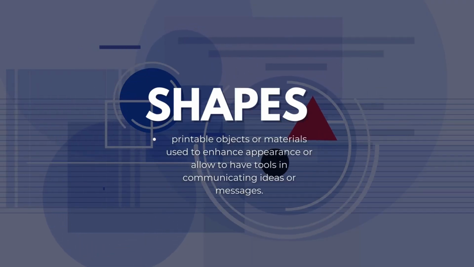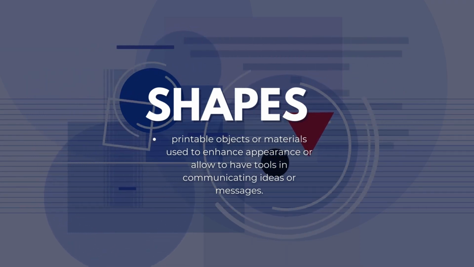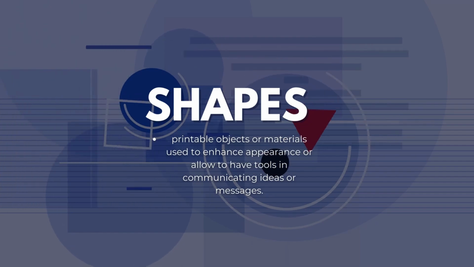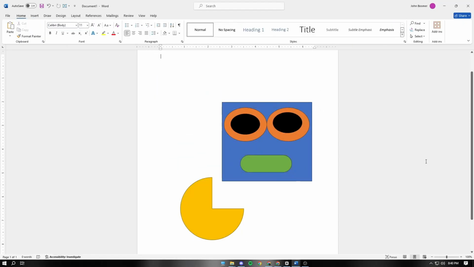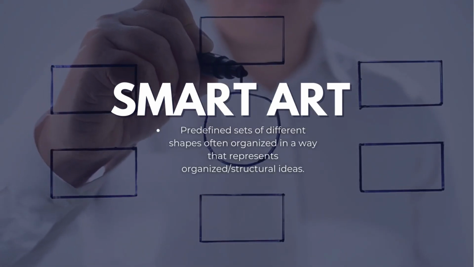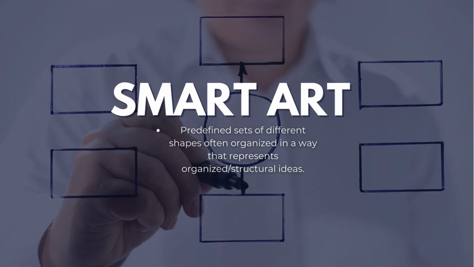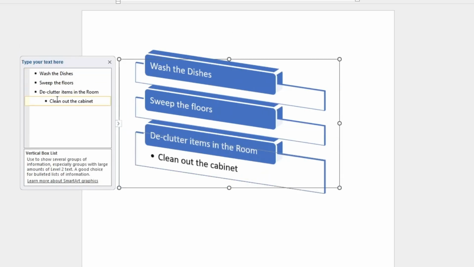But if we are to define it properly, these are printable objects or materials used to enhance appearance or to have tools in communicating ideas or messages in the context of ICT. Smart art. These are predefined sets of different shapes, often organized in a way that represents organized or structural ideas. These are used to show relationships or flow of ideas or in infographic documents.